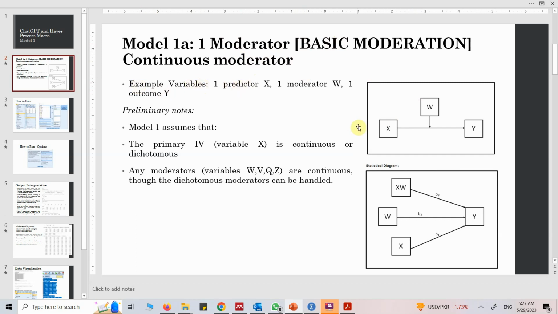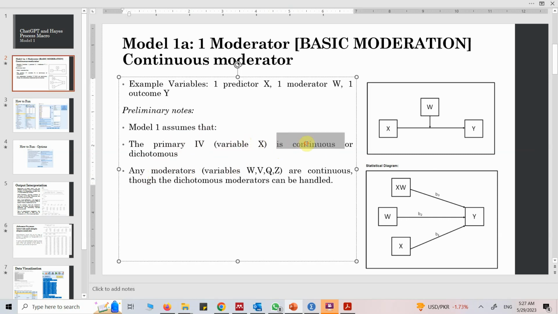Now in this example I've got one predictor, one DV and one moderator, and Model 1 in this case assumes that the IV is continuous, though it can be dichotomous as well. Moderators are continuous, though dichotomous moderators can be handled as well. Now in this case I'm taking all my variables in the model as continuous. Later we can do another session on dichotomous variables using ChatGPT. There are videos on the channel that have taken categorical predictor and categorical moderator as well. The link will be shared in the description.